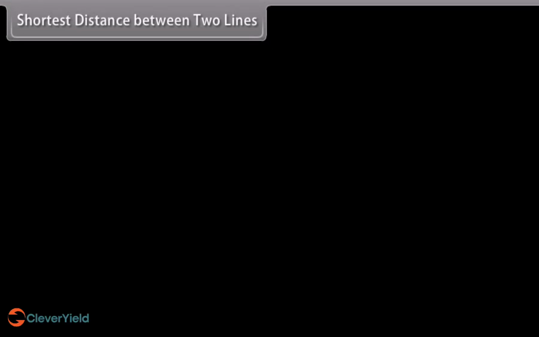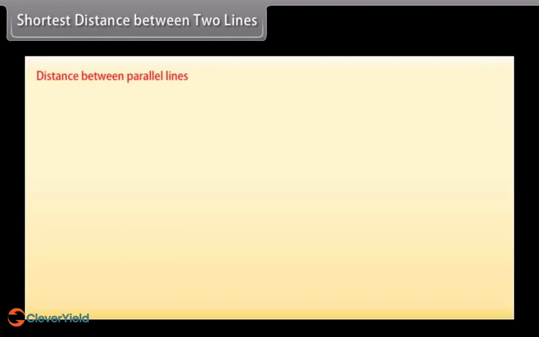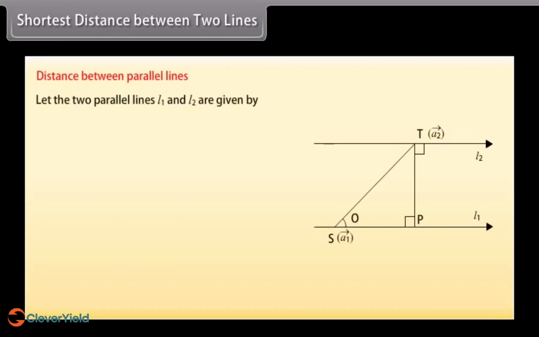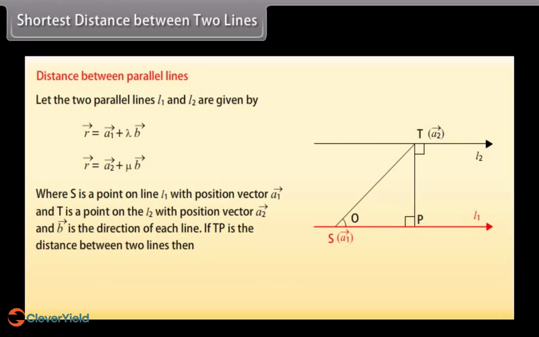Shortest distance between two lines. Distance between parallel lines. Let the two parallel lines L1 and L2 be given by vector R equals vector A1 plus lambda vector B, vector R equals vector A2 plus mu vector B, where S is a point on line L1 with position vector A1 and T is a point on L2 with position vector A2, and vector B is the direction of each line. If TP is the distance between two lines, then TP equals modulus of cross product of vector B and the difference of vector A2 and vector A1, divided by modulus of vector B.